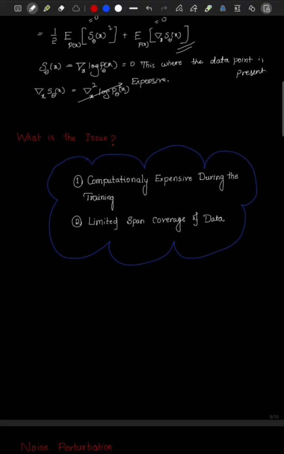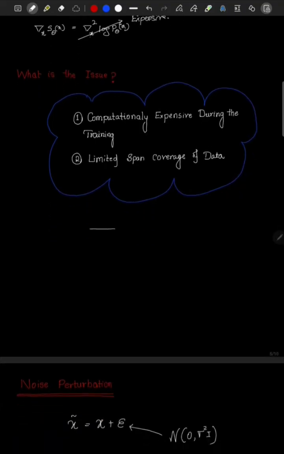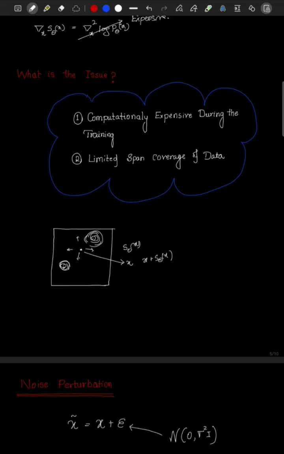The second one is the limited span coverage. So what does limited span coverage mean? Let's say this is a distribution, and this is where one data point is present. What if we need the score function of the point present over here? It will be difficult to scan the entire data set. If this is the x, you compute s theta of x, then x plus s theta of x means x will move in some direction, but you don't know which direction, because the model is not trained to handle this type of condition. So this is the second issue.